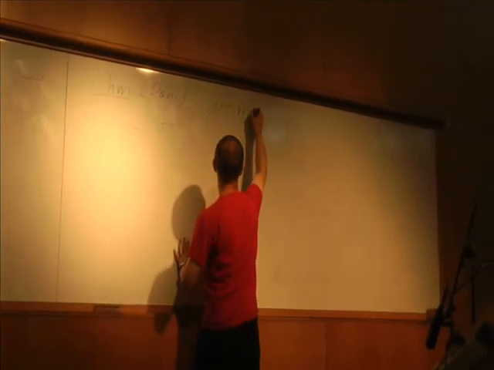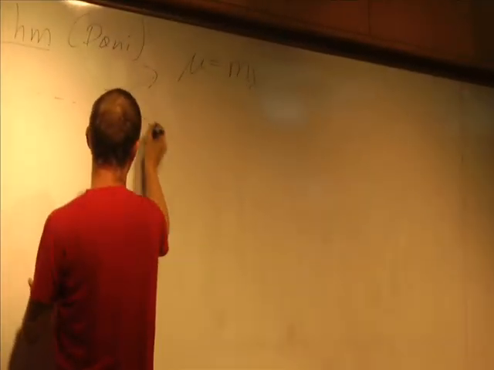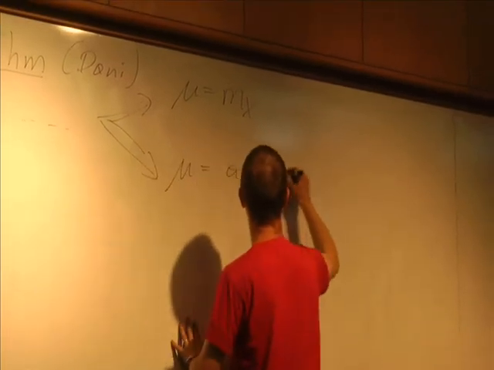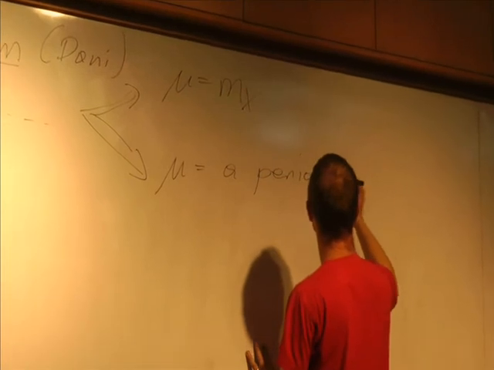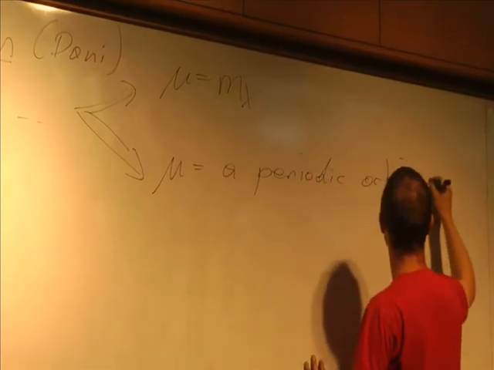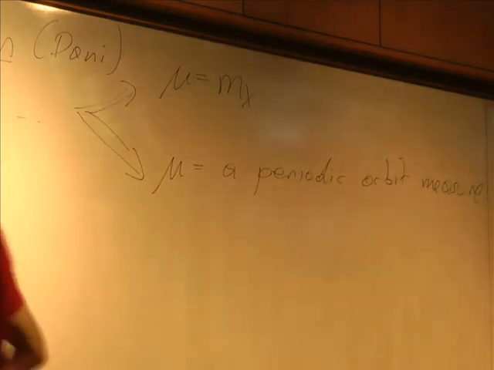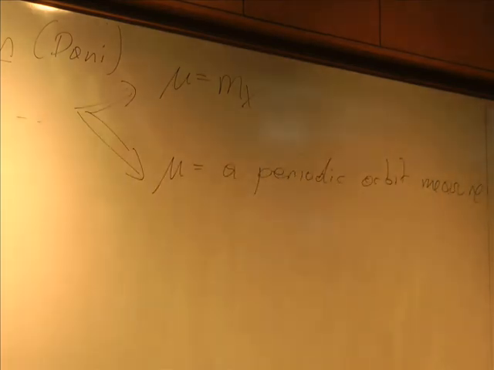Mu is the H measure, or mu is a periodic orbit measure. That's what we want to prove now. And we will use the same argument, but this time we will use the geodesic flow and leave the hyperbolic picture.